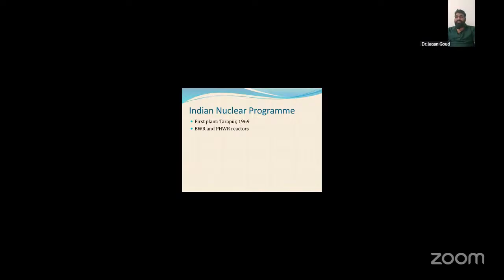The reactor type is a boiling water reactor, supplied by the United States, and the units are Tarapur 1 and Tarapur 2, each with approximately 160 megawatt capacity. Reactor types used in India: India primarily uses two types of reactors, boiling water reactors and pressurized heavy water reactors. The major three-stage nuclear power program uses uranium-235 in natural uranium reactors of the PHWR type, and fast breeder reactors use uranium-239.